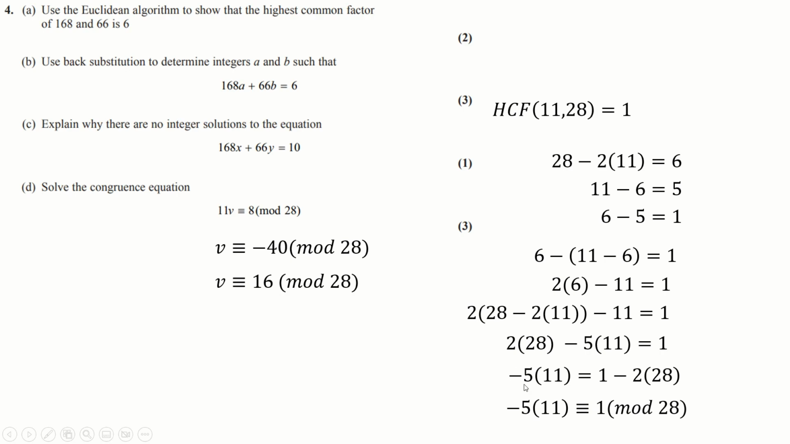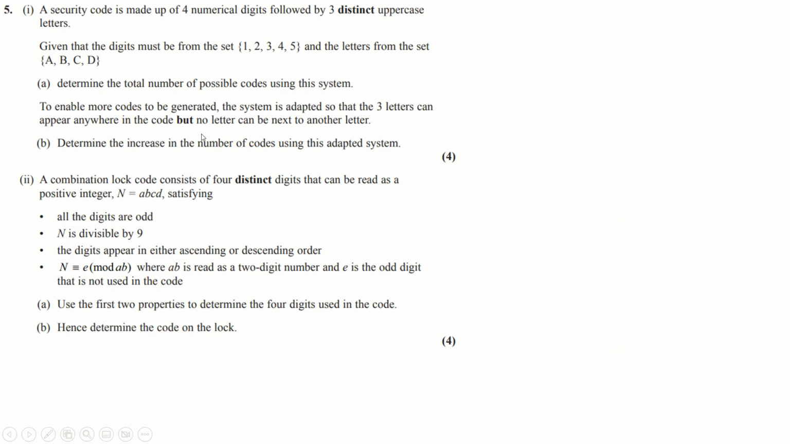But finding the multiplicative inverse is generally just the way to do that question, which you can always get by doing the highest common factor thing, which is nice.